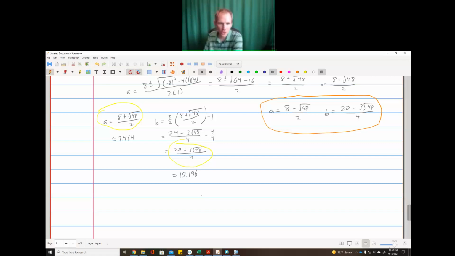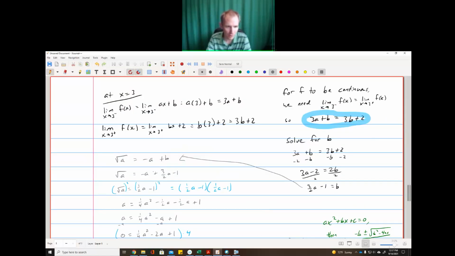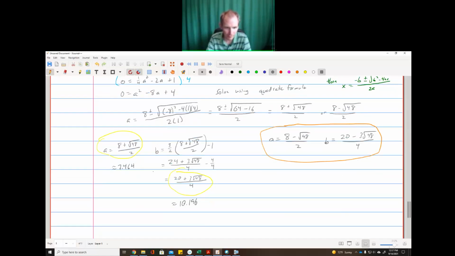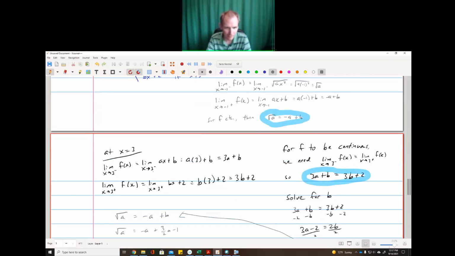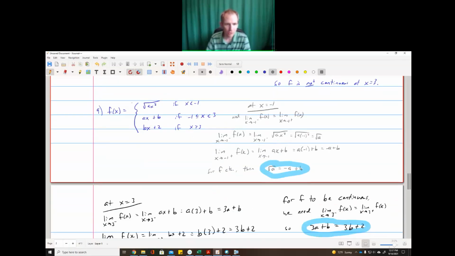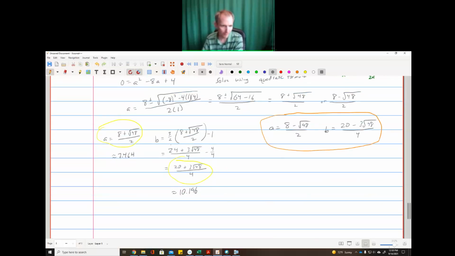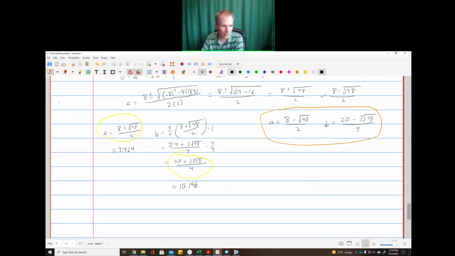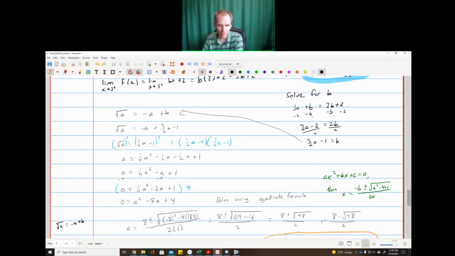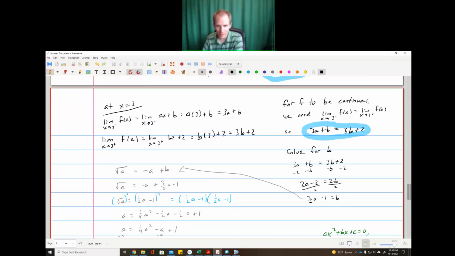Okay, so let's just check these two limits that we were looking at. The square root of ax squared and ax plus b, at -1, or really we're just checking this equation. Is the square root of a equal to -a plus b? So the two things we want to check are, is the square root of a equal to -a plus b? And then the second one was, is 3a plus b equal to 3b plus 2?